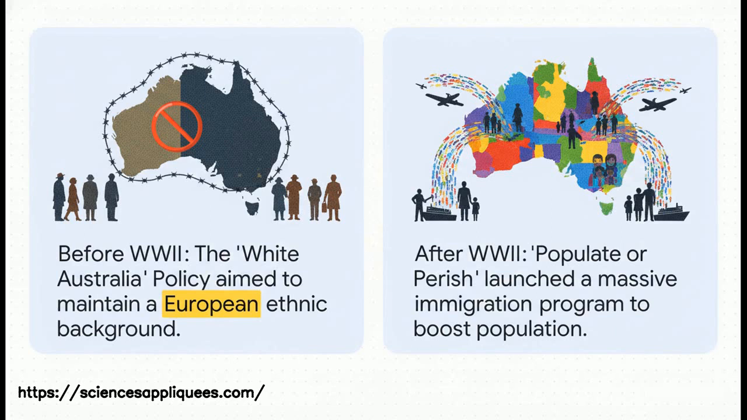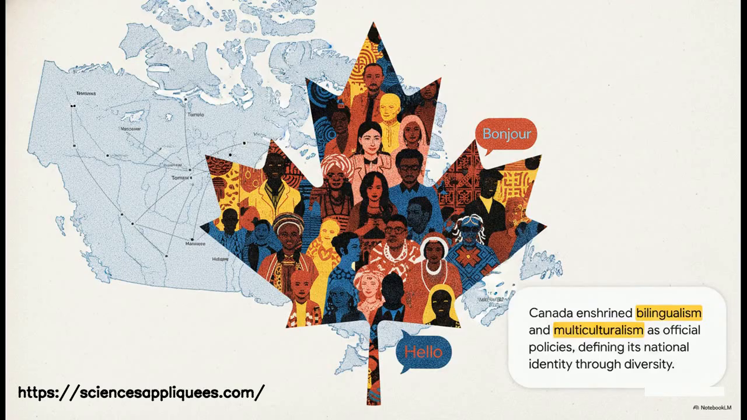There was this real fear of invasion, which led to a new, urgent slogan, populate or perish. This sparked a massive migration program that completely changed the face of the nation. Now, Canada took a totally different route. It was dealing with its own major internal divisions, right, between its English and French-speaking communities. So, it decided to make diversity its defining feature. It made bilingualism and multiculturalism official state policy, essentially saying, our national identity is our diversity.